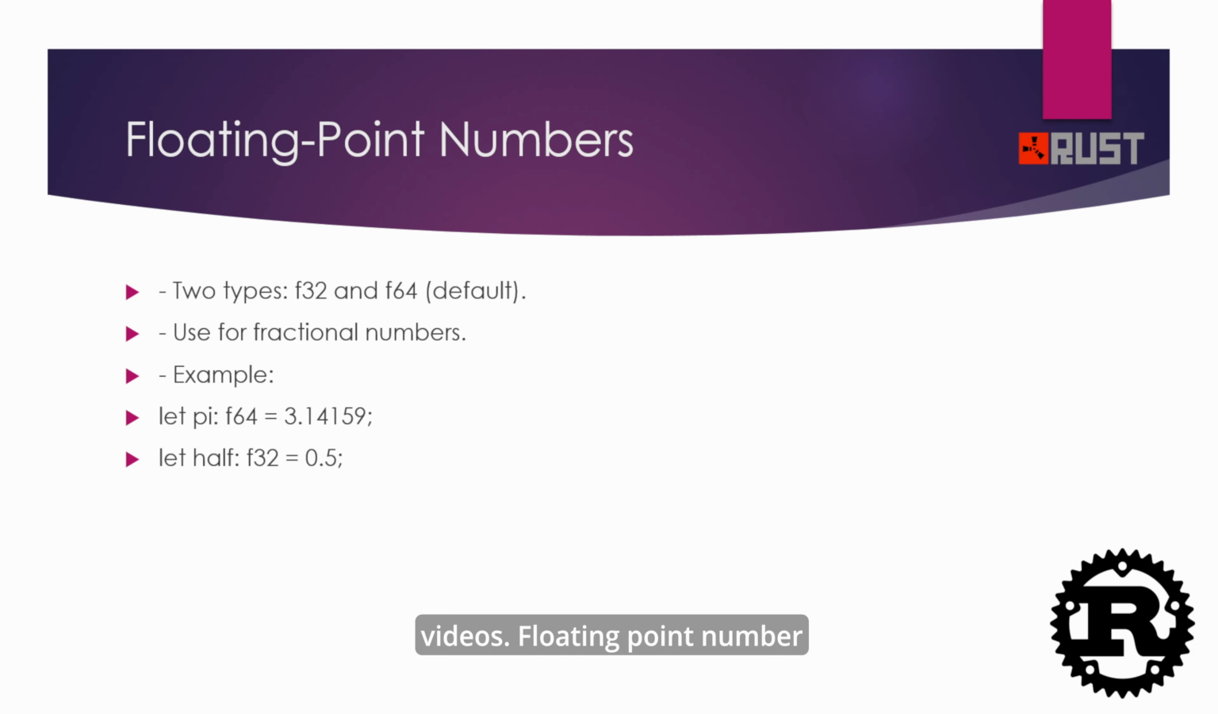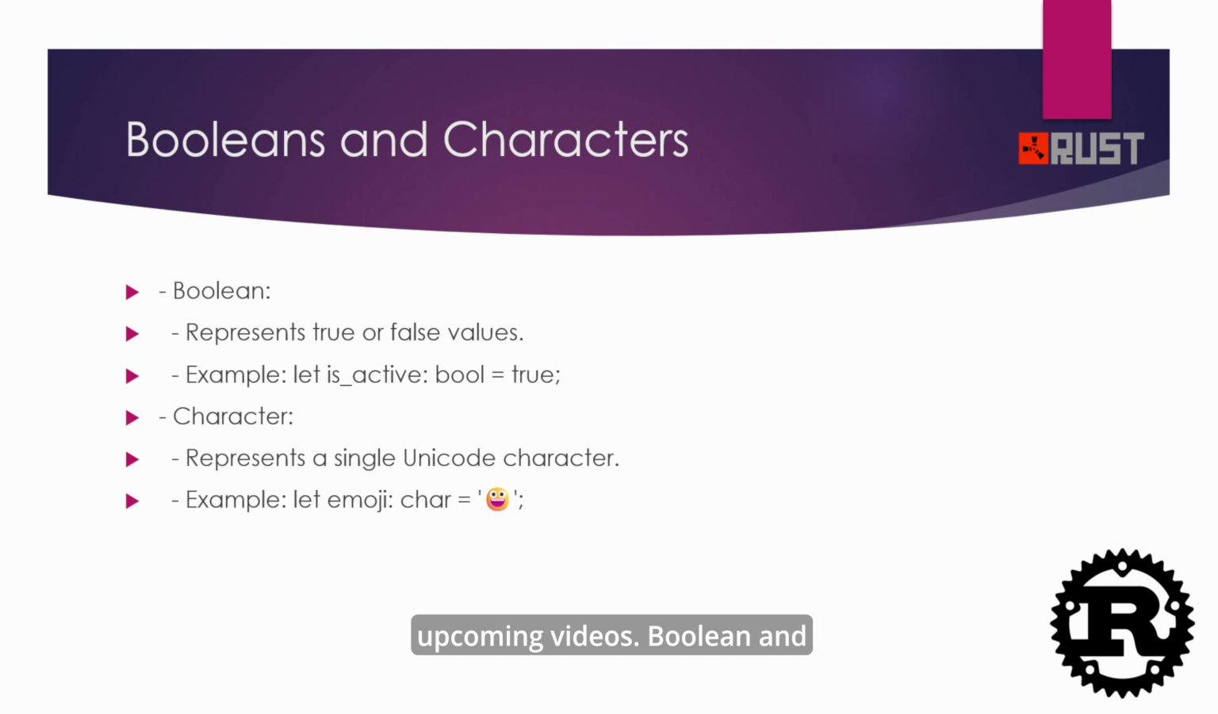Floating point numbers. Rust also has two primitive types for floating point numbers, which are numbers with a decimal point. Rust's floating point types are f32 and f64. The default type is f64 because on modern CPUs, it's roughly the same speed as f32 but is capable of more precision. Floating point numbers are essential for precision calculations. We will practice how to work with them step by step in upcoming videos.